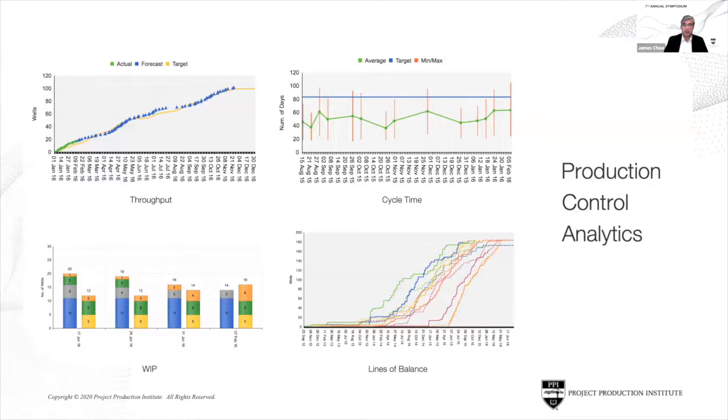And then start measuring things that are production control related analytics. Things like throughput, cycle time, WIP, and looking at the line of balance of the activities that are occurring, rather than typical project management metrics like percent complete, CPI, cost performance index, and schedule performance index. If you're managing a production system and you want to understand what actions you need to take, then you want to look at the metrics associated with production control.